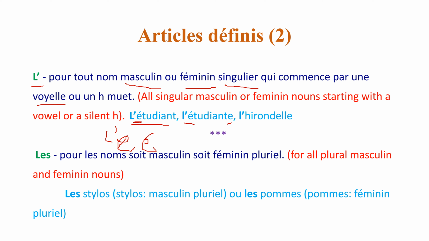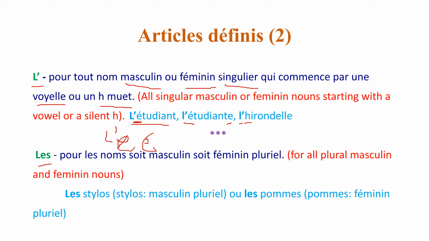And now we look at the silent H. Hirondelle. We don't say hirondelle with the H sound, we say hirondelle. That's what we call the H being silent. So what we do again, we add the l apostrophe.